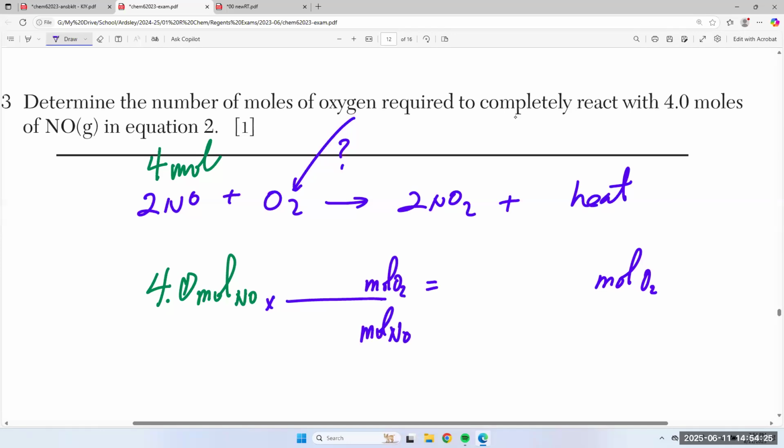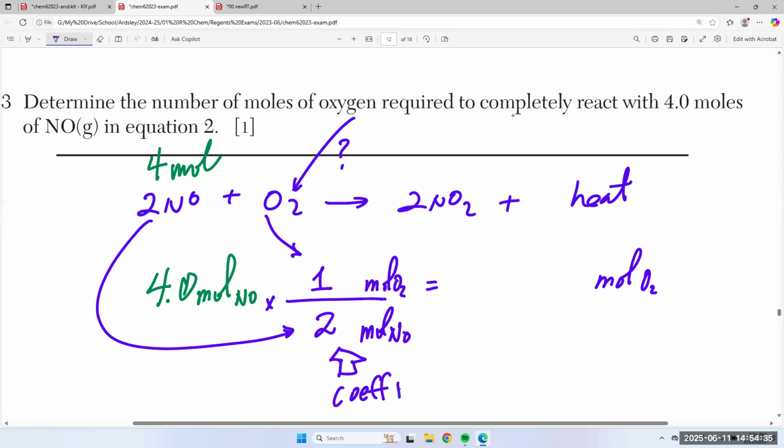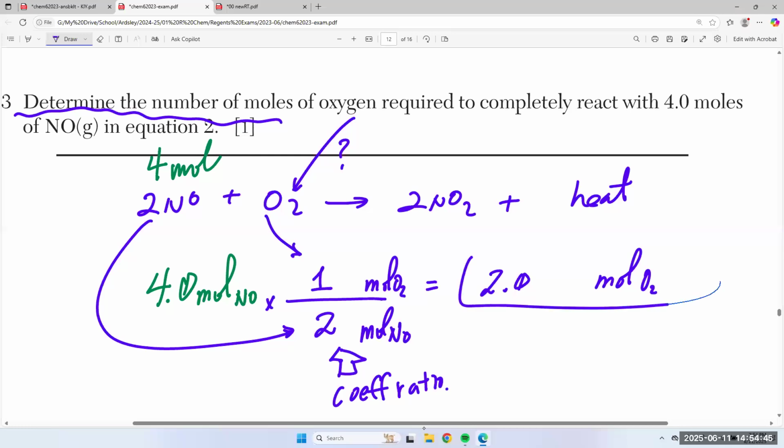Where did you get those numbers? 1 to 2. You remember? This is called the coefficient ratio. So now determine the number of moles. They don't want the setup. 4 divided by 2. Seriously, are you reaching for a calculator? It's 2.0 moles.